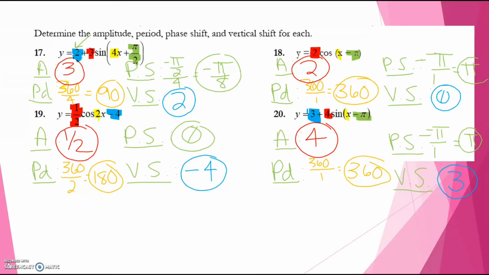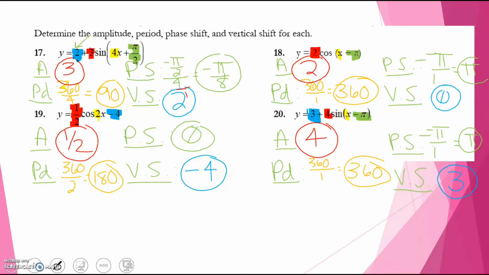Go ahead and check your answers and make sure that what you did is right. I think the largest mistake would be the phase shift in number 17. Perhaps you didn't keep change flip, because this is originally 4 over 1. So when you keep change flip, it'd be 1/4. That's how I got negative pi over 8.